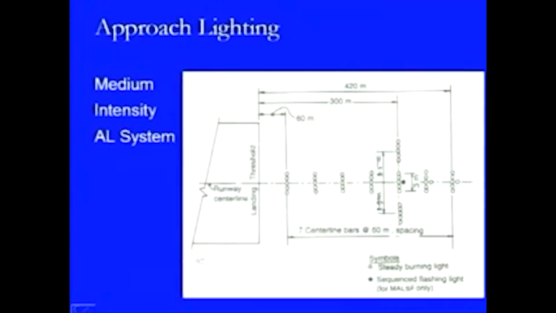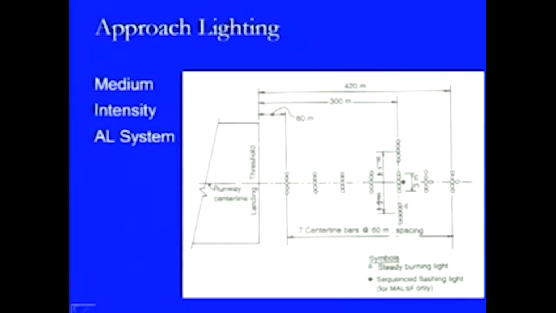Then here we are looking at the medium intensity ALS system. In this system we have the runway strip being provided here. So, this is the landing threshold, and this is the center line. With respect to this center line, the lights are being provided. Here we see the number of lights being located in this form. These are 7 center line bars at a spacing of 60 meters.